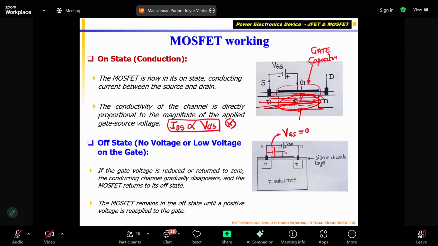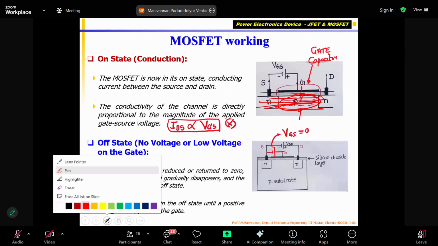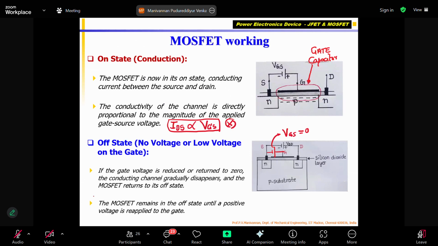Correct? So if I want to switch off my MOSFET in enhancement mode, what do I have to do? I have to cut off this voltage. Right? If I make VGS equal to 0 volts, automatically this layer disappears. Conduction layer disappears. That means there's no current flow. This is how you switch off the MOSFET.